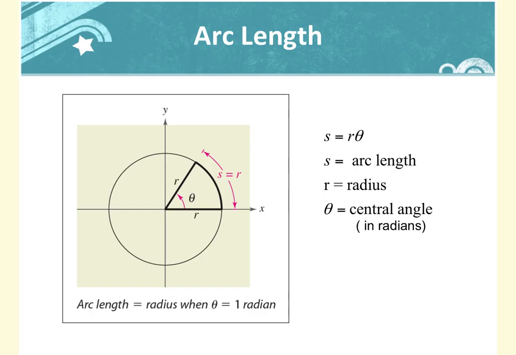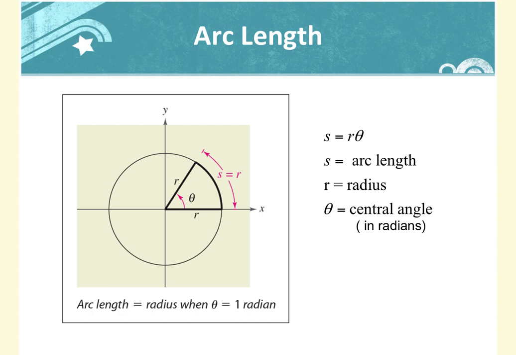All right, last thing in 4.1 is arc length. Remember from geometry, arc length is a portion of the perimeter of my circle, a portion of your circumference. So if you picture a pizza, this would be the crust of the pie.